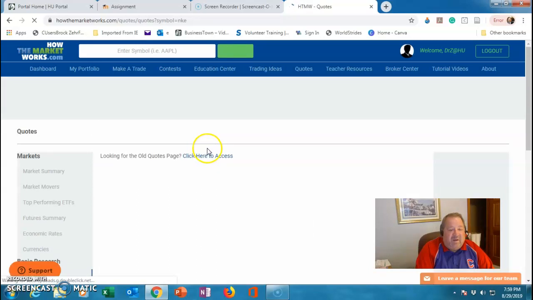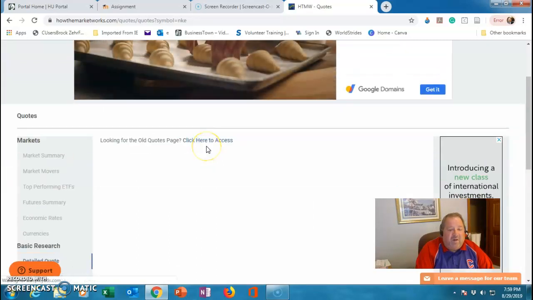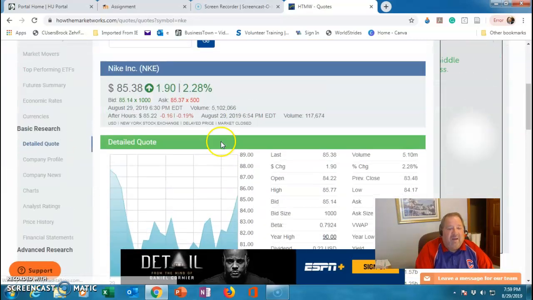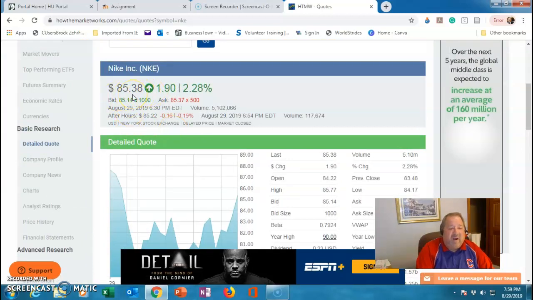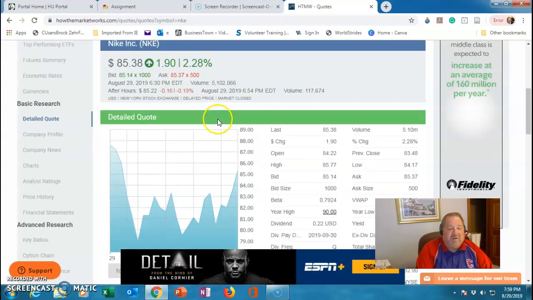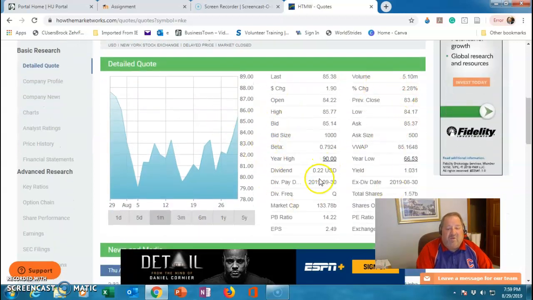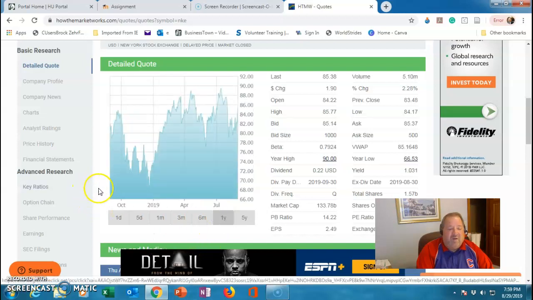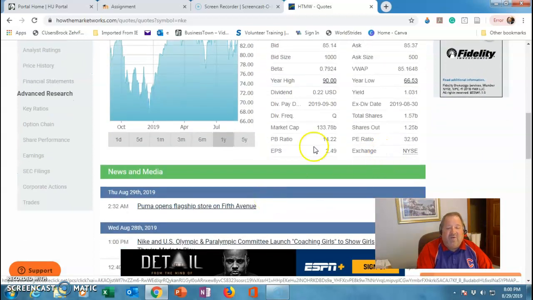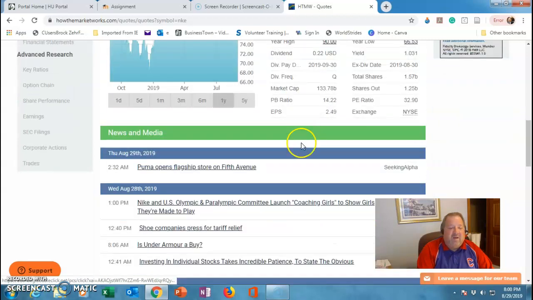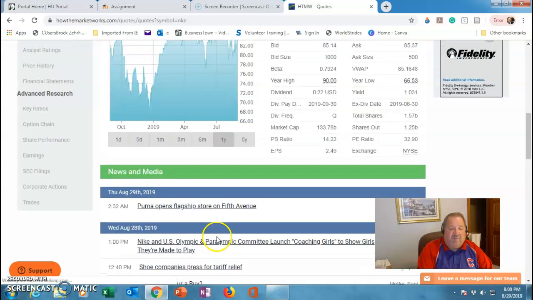And when I put that in, it will bring up all of the most recent information on Nike. This is at the end of the day, so this is the closing price, and it went up $1.90 a share today. A lot of historical information here, detailed price graphs to show what the price of Nike has done over a certain period of time. And we'll be talking more throughout the semester about what some of these other things mean.